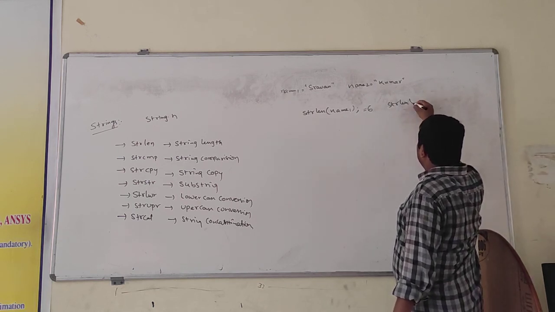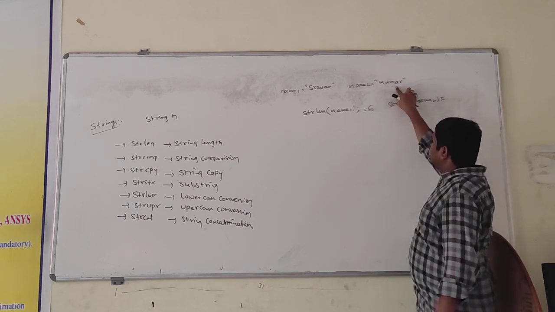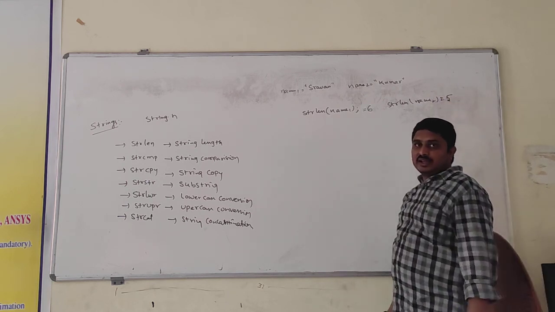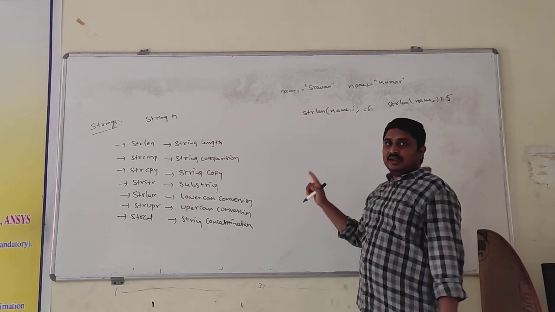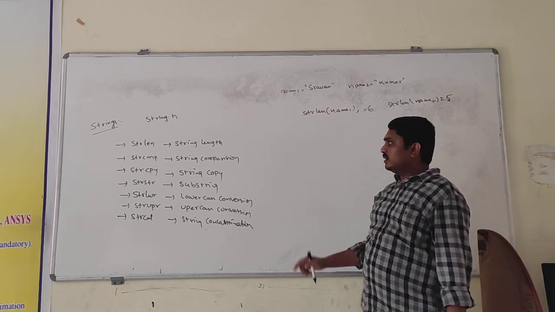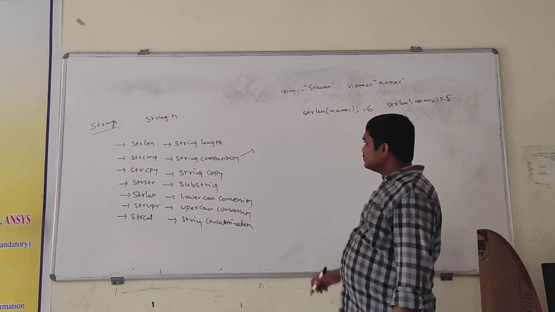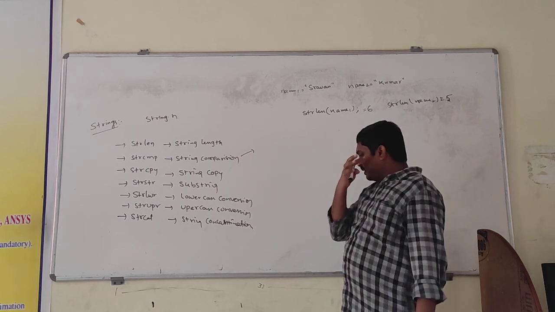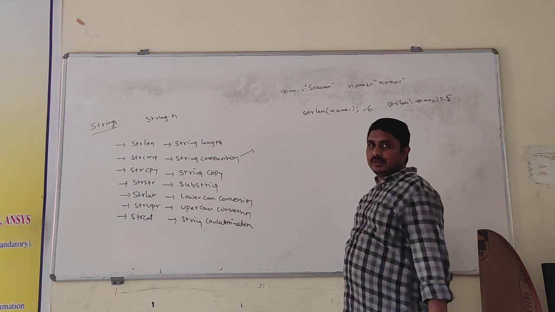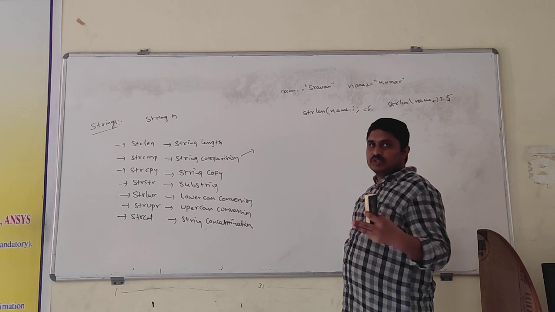strlen of name 2. So in the name 2, how many characters are there? 5 characters. So it returns 5. The strlen is the string length and it returns how many characters are present in that string. Okay. Next one, strcmp, string comparison. For any comparison we need at least two values, then only we can compare. So the string comparison also compares the two strings.